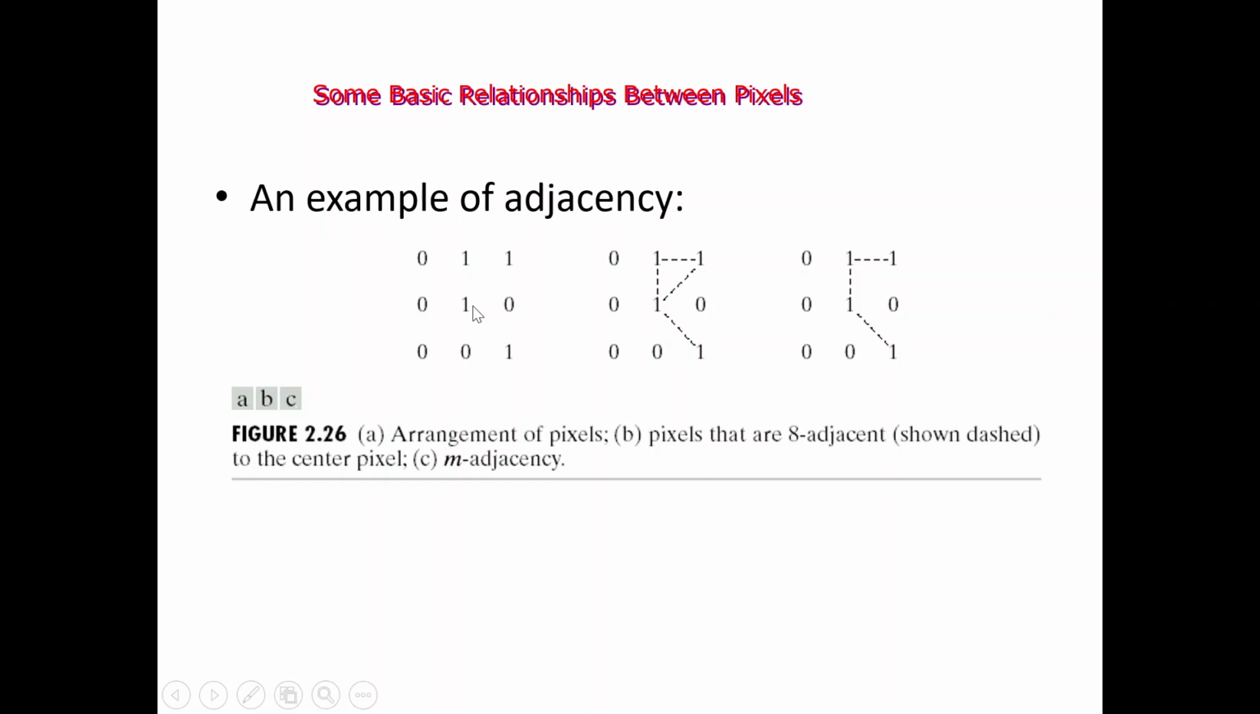So the answer is no, it cannot be any kind of adjacent. Why? Because the value of V is given to you and the value of V is 1. So 1 can be connected only with 1. Then we can find out the adjacency. So this 1 cannot be connected with this 0 in case of adjacency. This 1 can be connected with this one. If this one is connected with this one, then which type of adjacency is it?